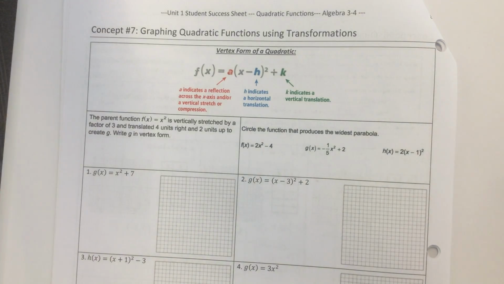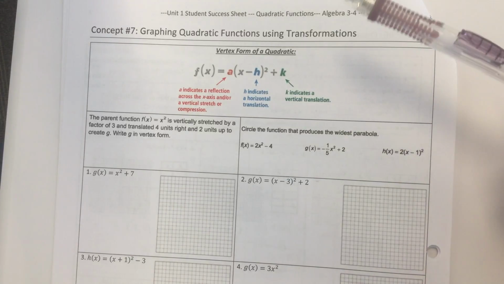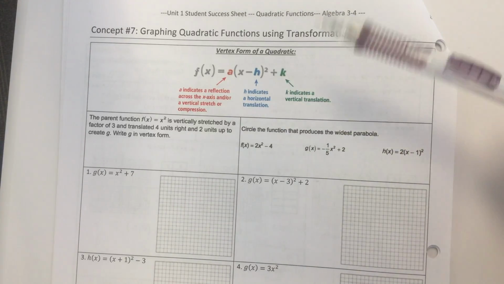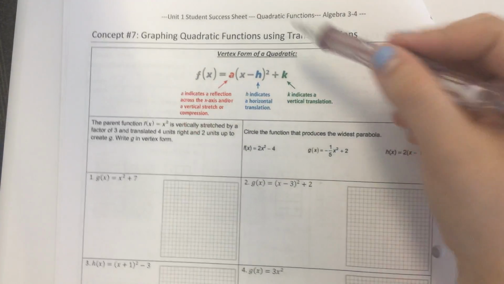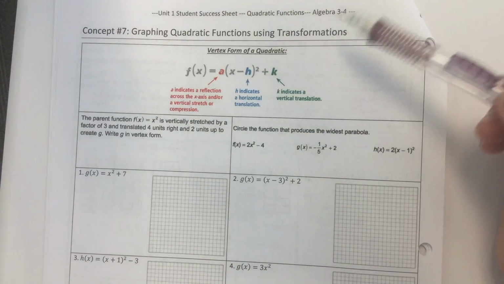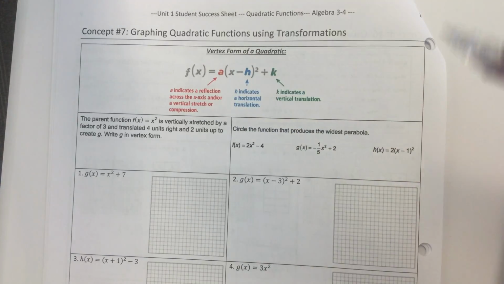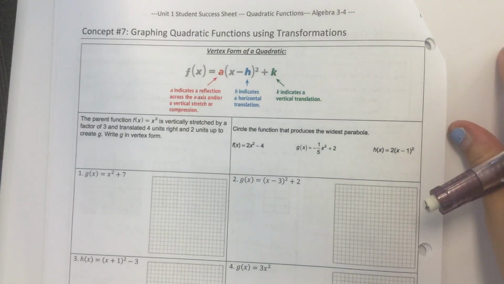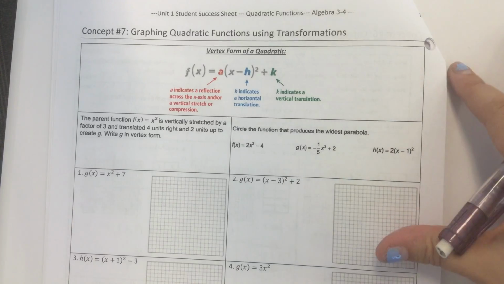Okay, up until this point, we've done some practice. Well, back in Algebra 1, we've done practice with graphing quadratics in standard form, which is ax squared plus bx plus c. But now we're going to start working with graphing quadratics in vertex form. And this is actually a lot easier than graphing in standard form.